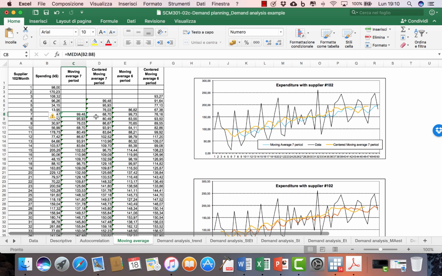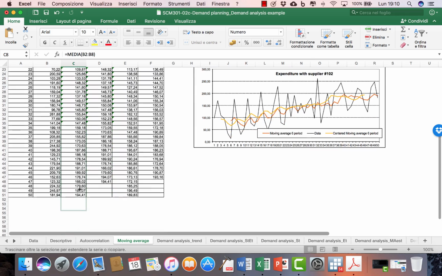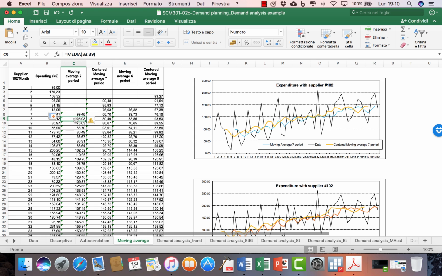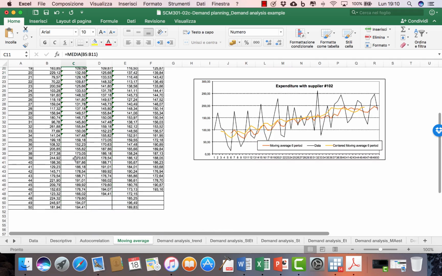If I just put it down here, you see that I scroll down and obtain that in the second, for the period A, the moving average will be the value of the previous 7 values. You see that? Again, for the 9th period, the moving average will be the average of the previous 7 observations, and so on. This is a simple moving average, okay?